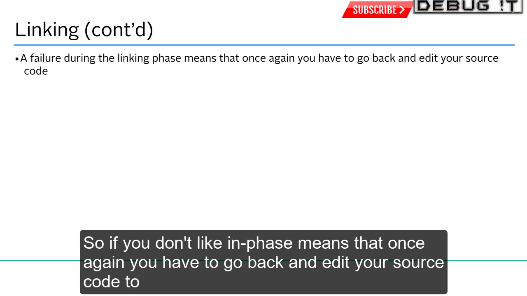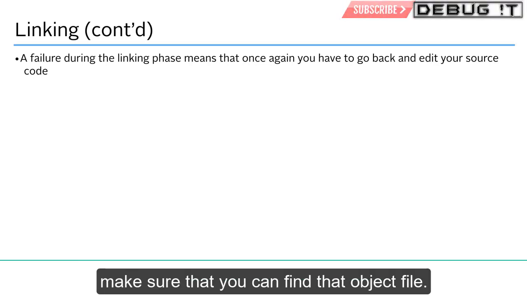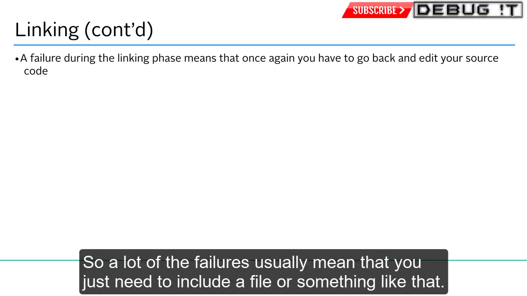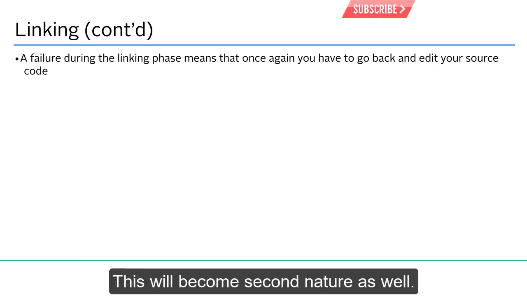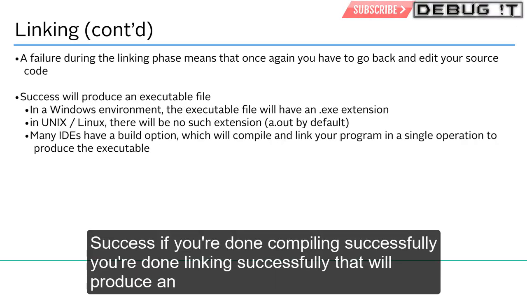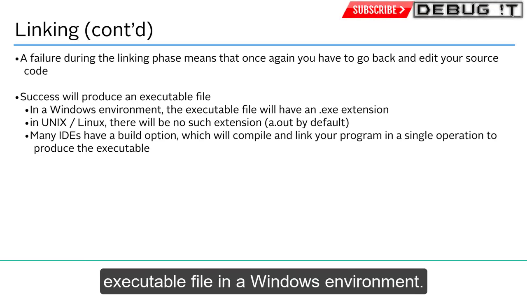So a failure during the linking phase means that once again you have to go back and edit your source code to make sure that you can find that object file. A lot of the failures usually mean that you just need to include a file or something like that. This will become second nature as well. Success: if you're done compiling successfully and you're done linking successfully, that will produce an executable file.